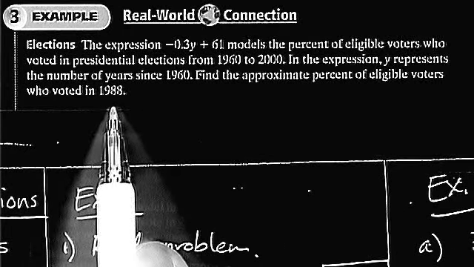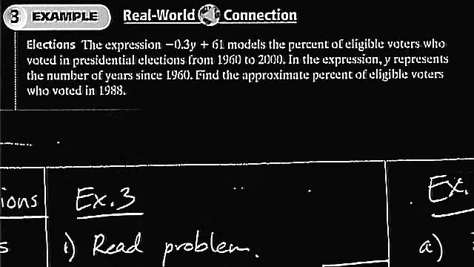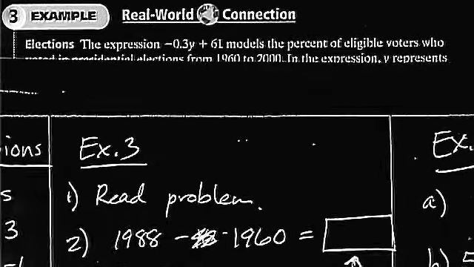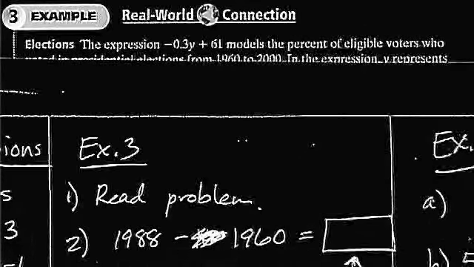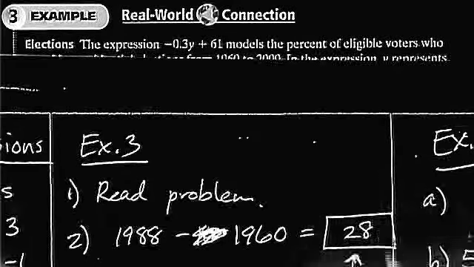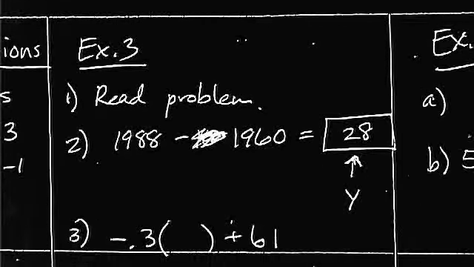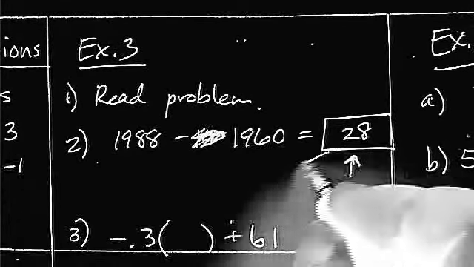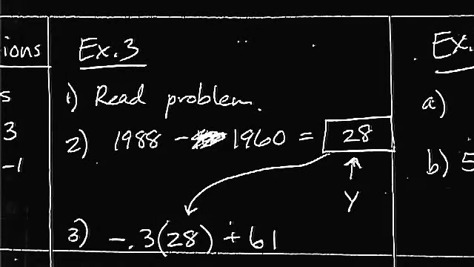Well, the big thing we have to figure out is how many years after 1960 is 1988. So we're going to take 1988 minus 1960 to find out that 1988 is 28 years after 1960. So this is what we're using for y. So we are going to replace the y with 28. And then we can use our handy dandy machine.